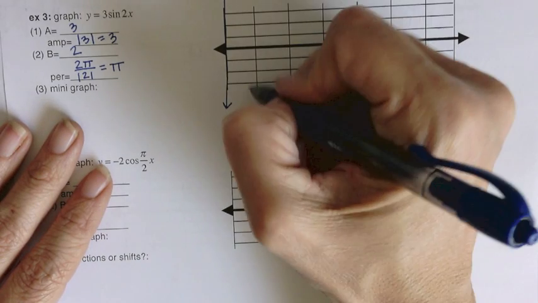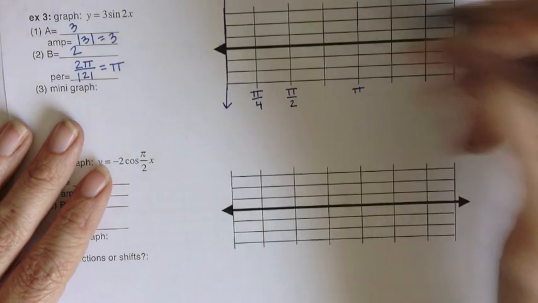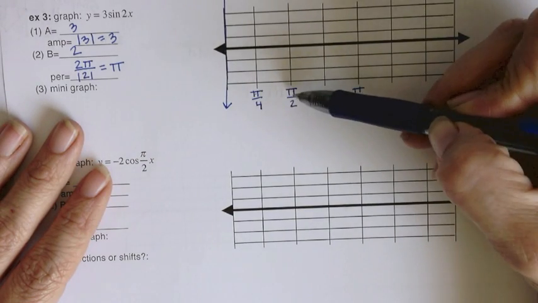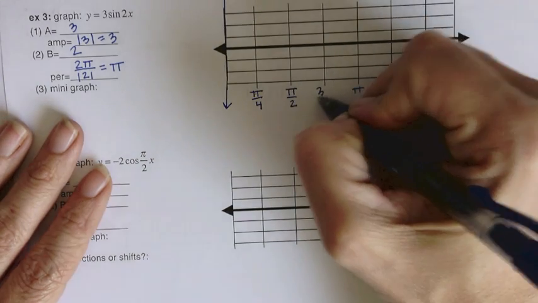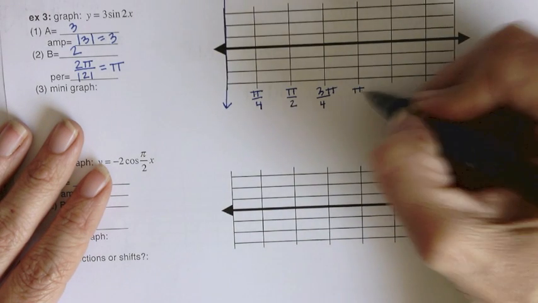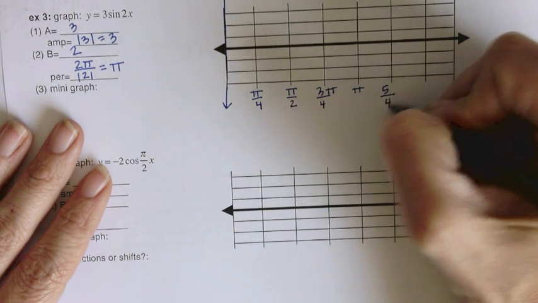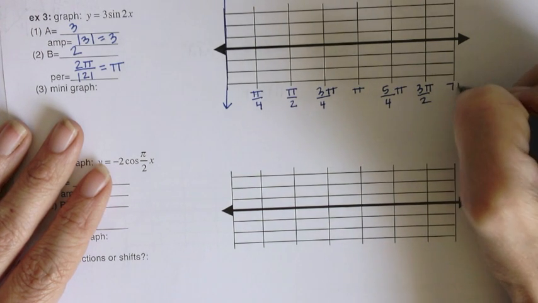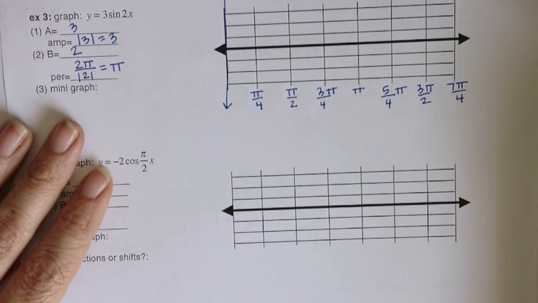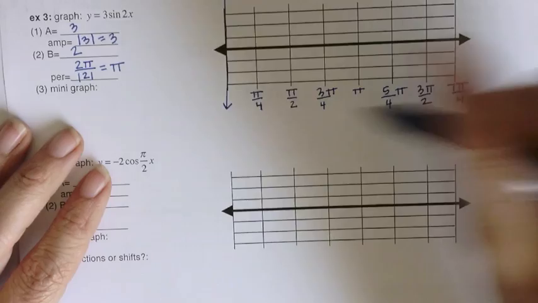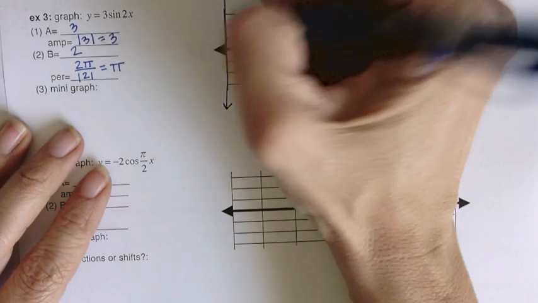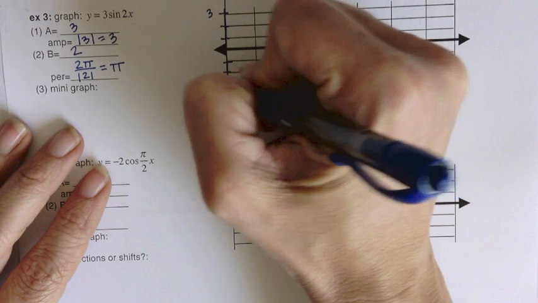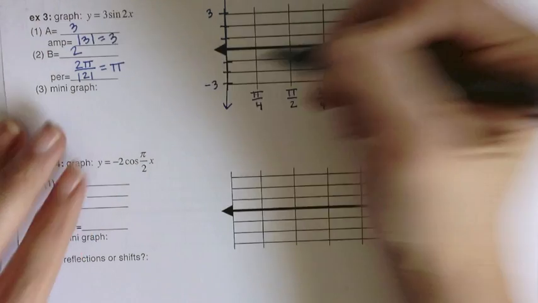If this is halfway, this is pi over 4. To count out my other labels, I'm going to do 1 out of 4, 2 out of 4, 3 out of 4, 4 out of 4, 5 out of 4, 6 out of 4, which can reduce, and 7 pi over 4. Okay? So you definitely need your labels here, and then you need your numbers here, and since the amplitude is 3, I'm going to plug it right there.